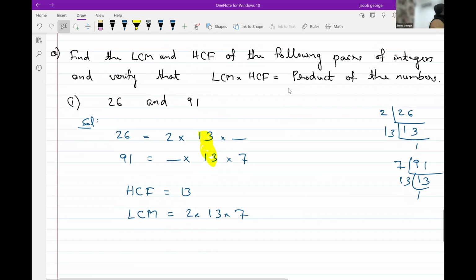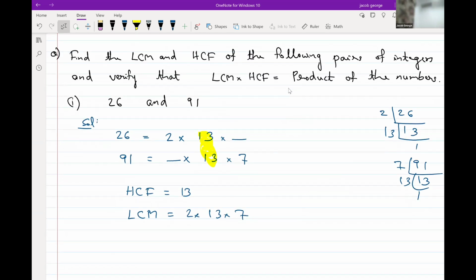Dash means there is nothing common in this one. There is no 2 in this one, so I put a space here. That's a space for 2. And here there is 13, so 13 I wrote exactly below the first 13. And then the next prime is which one? 7. But there is no 7 in the first one, so I put a blank space there. That means the common primes we should write in a line. That's the arrangement. If you arrange that way, it is very easy to write the HCF.